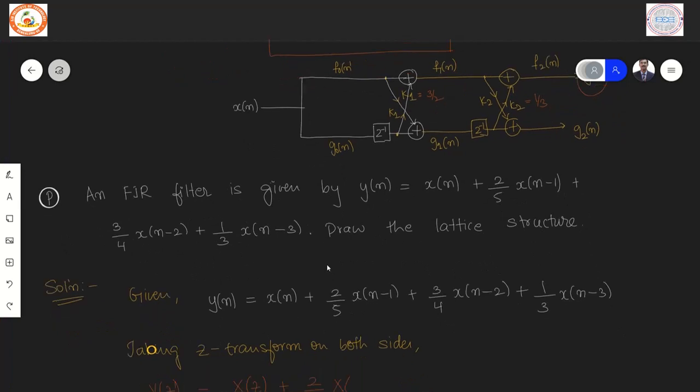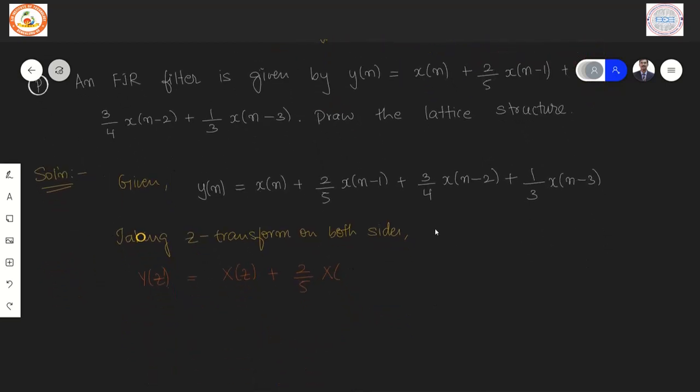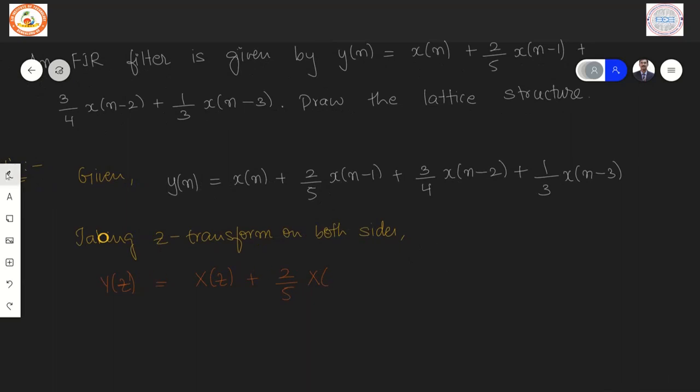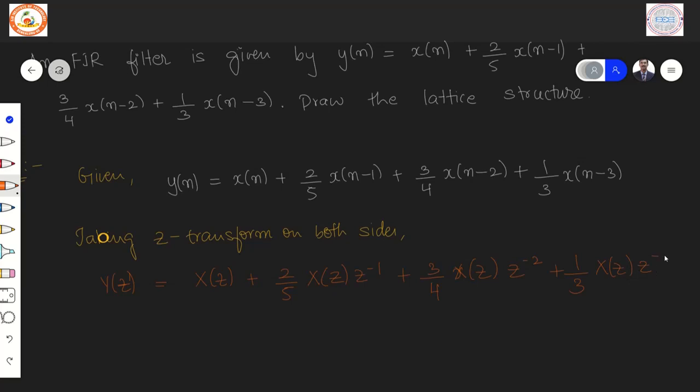Once again, we note down what is given. The given difference equation we copied down. Next, taking the Z transform on both sides, the result of the Z transform will be something like this. The Z transform of y of n is Y of z, x of n is X of z, plus 2 by 5 times capital X of z into z power of minus 1, plus 3 by 4 X of z into z power of minus 2, plus 1 by 3 X of z into z power of minus 3. Now from this we can collect all the terms with X of z and all the terms with Y of z in it.